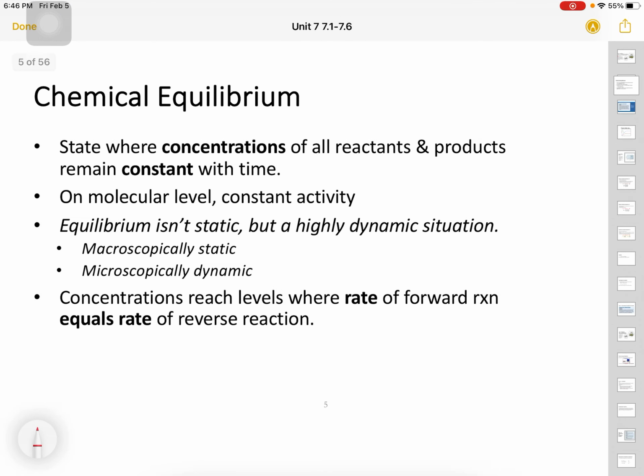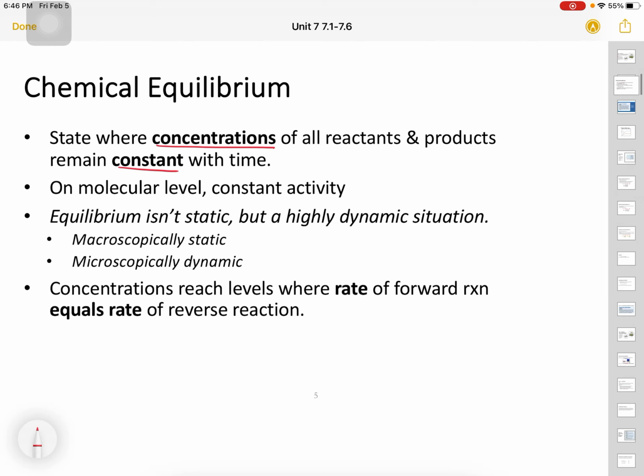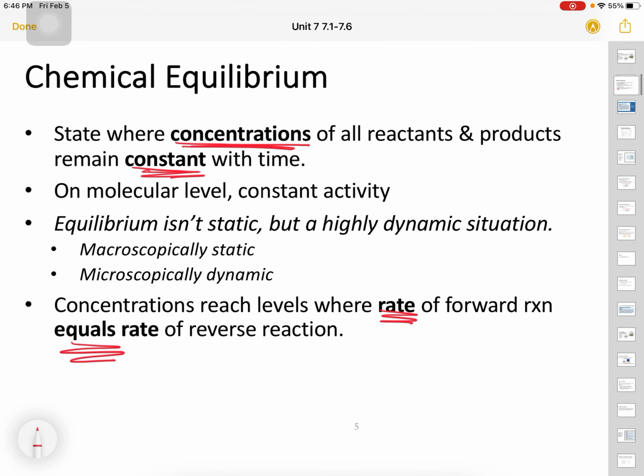So it's really important that you understand the difference between the rate stability and the concentration stability. At equilibrium, rates are equal, but concentrations are constant. When you look at a system at equilibrium, it may appear to not be changing at all, but in reality, it's extremely dynamic. Equilibrium is not a static situation.